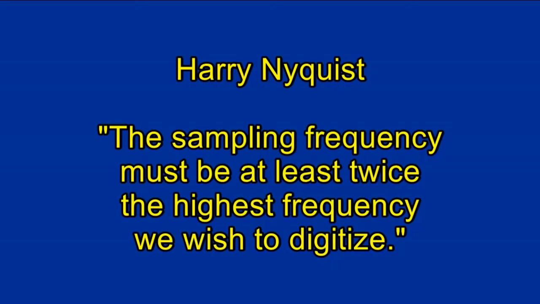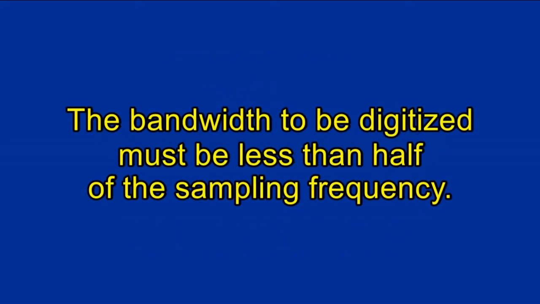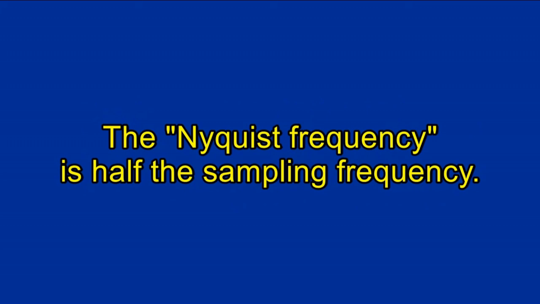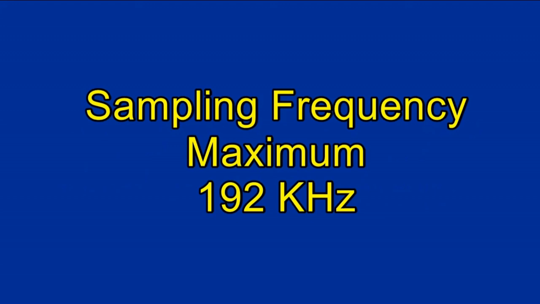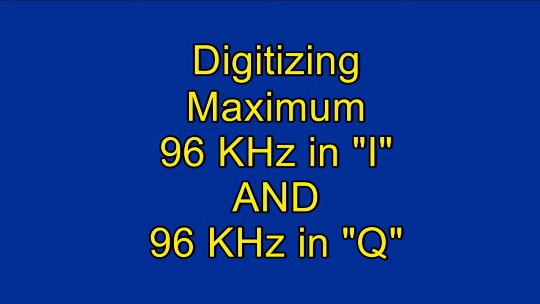In the early digital days, an engineer named Harry Nyquist enlightened us with a bit of wisdom. He said that our sample frequency must be at least twice the highest frequency that we wish to digitize. In other words, the bandwidth of spectrum to be digitized must be less than half the sampling frequency. Thus, the so-called Nyquist frequency is half the sampling frequency. Flex limited the sampling frequency to a maximum of 192 kHz, thus digitizing a maximum of 96 kHz in I and 96 kHz in Q.